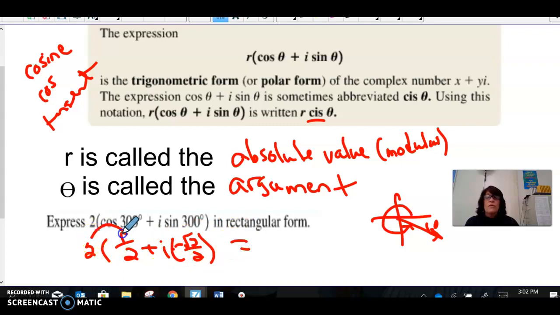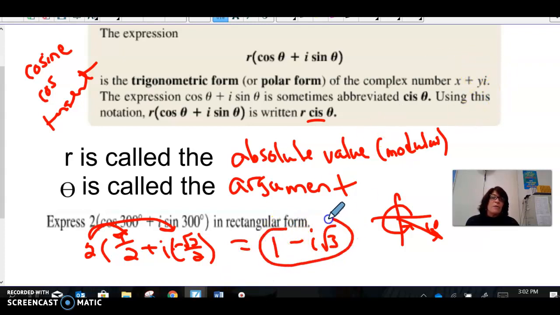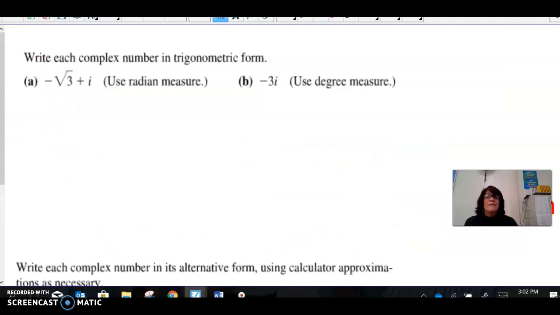Let's distribute our 2 through. 2 times a half is 1. Plus, no, it'll be minus because that's negative. Plus a negative, I'm just going to write as minus i square root of 3, even though I know they have yi. Like we said, we usually write i in front when it's a square root. So there's a rectangular form. Not too bad, right? Let's go the other way. That's when it's a little harder.